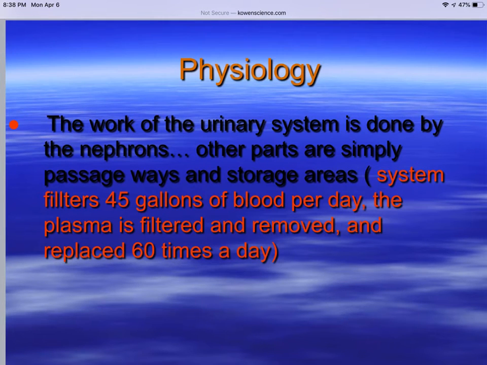The working unit of the urinary system is the nephron. When we look at how the nephrons separate out and filter material out of the blood, the kidneys usually will filter 45 gallons of blood per day. The plasma is filtered and removed roughly 60 times in a day.